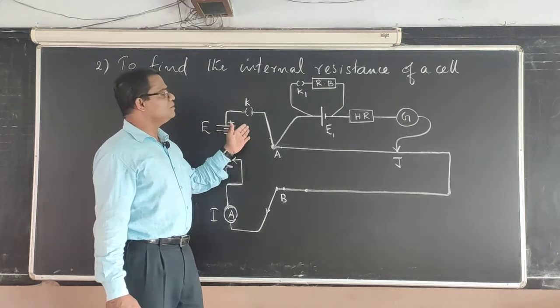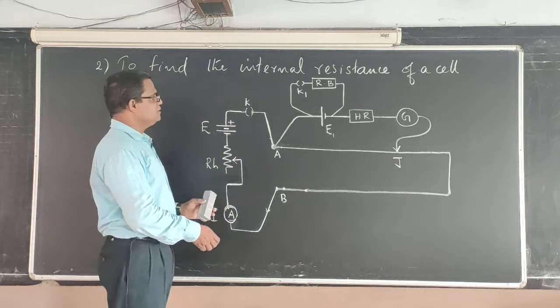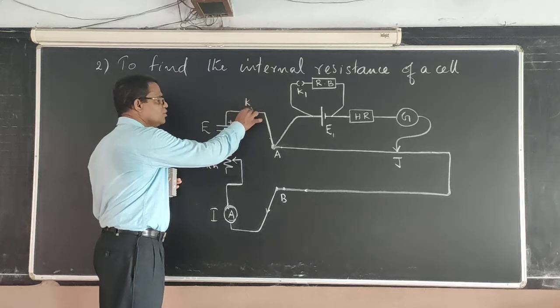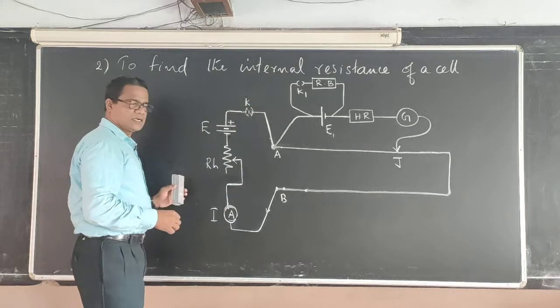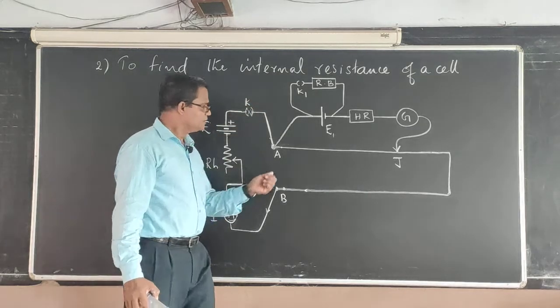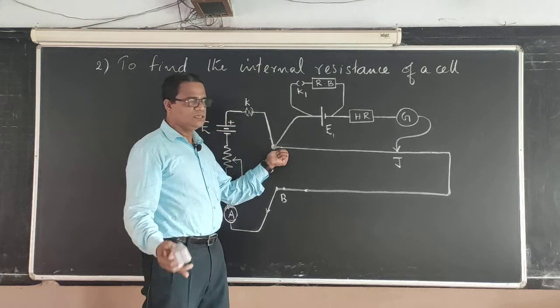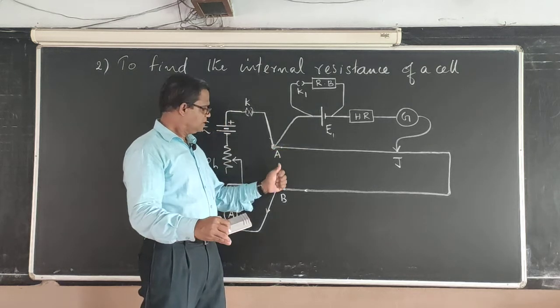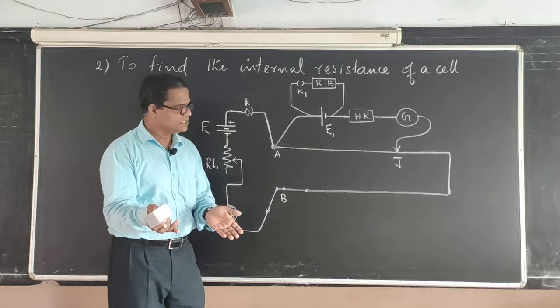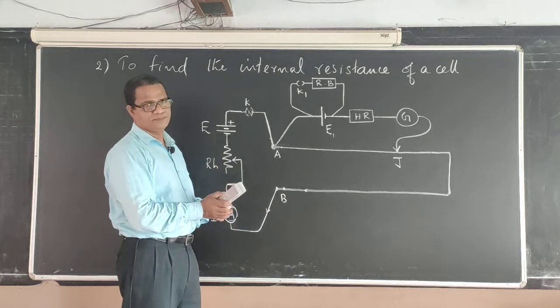Now, how to determine that? Let us see. You introduce the key over here. Set a current, a definite current. Then press the jockey at A. Deflection goes to one side. At B, deflection goes to the other side. So the connection is all right.